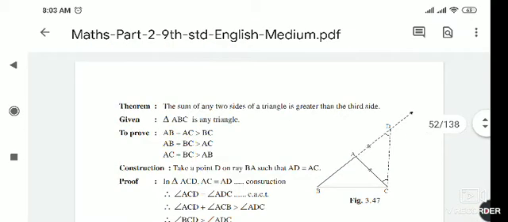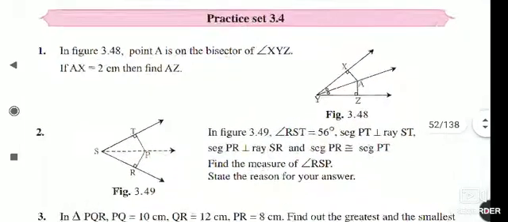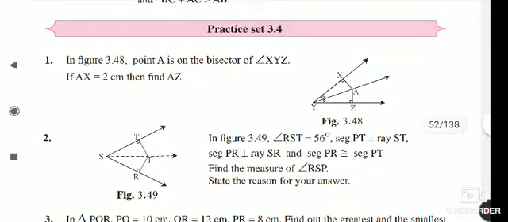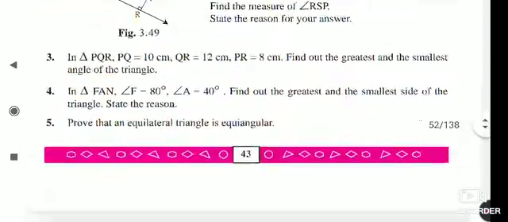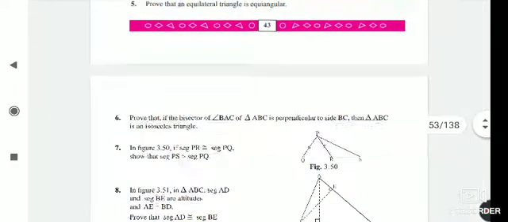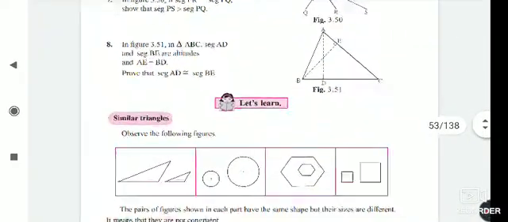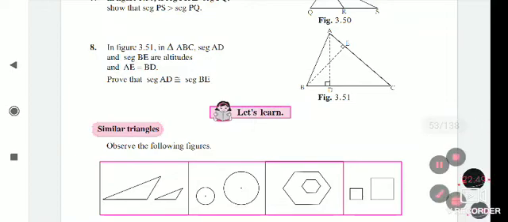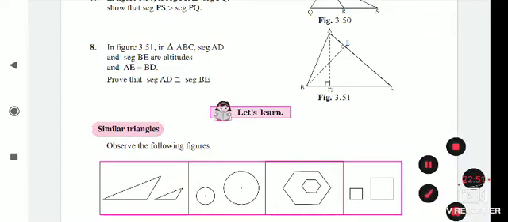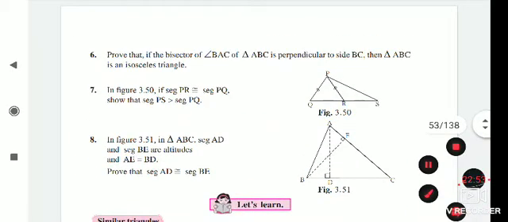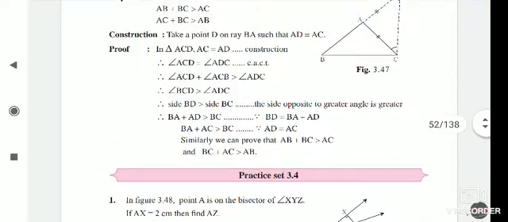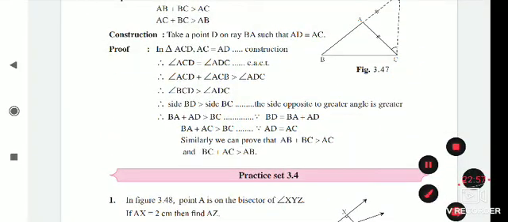These three theorems are very easy, and after that you have to solve exercise 3.4 today. Okay, and then we will take the next points next period. If you have any difficulties regarding this, you can ask me anytime. So today we will stop here only. All of you do the practice of these three theorems. Okay, thank you and have a good day.